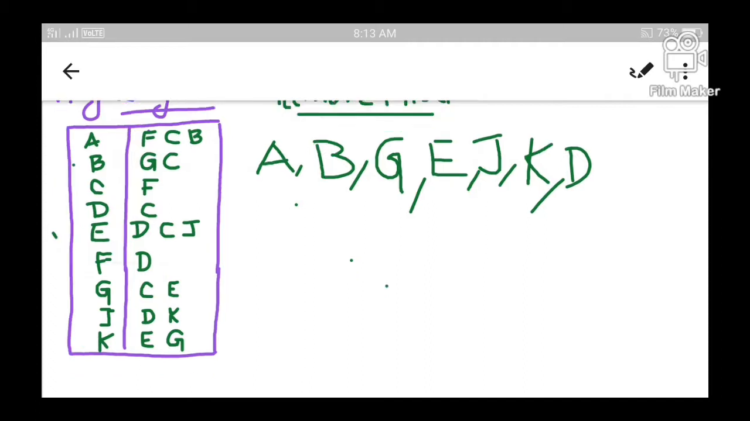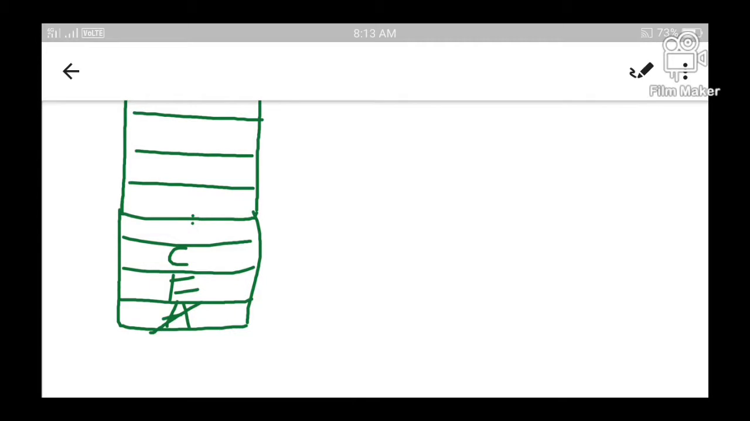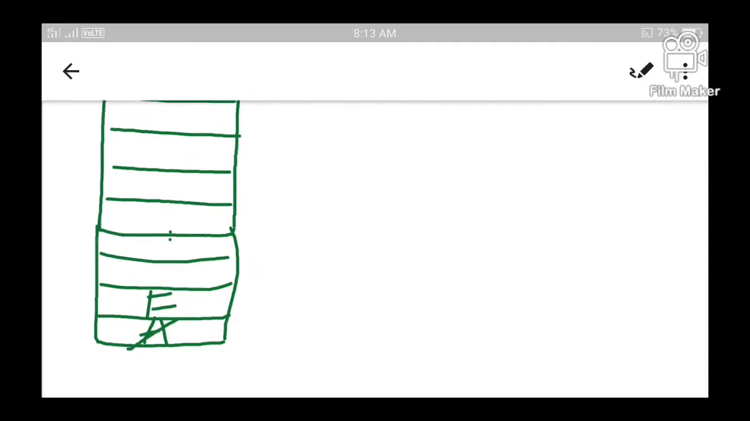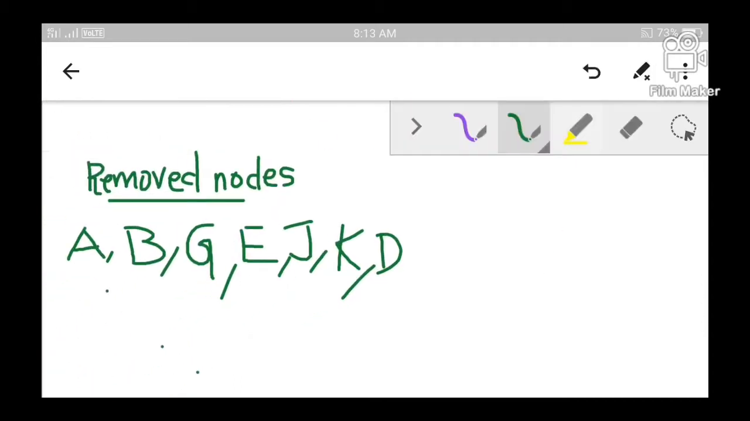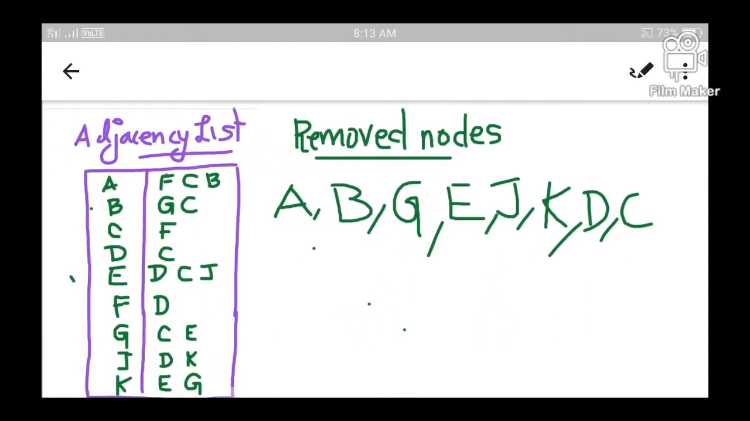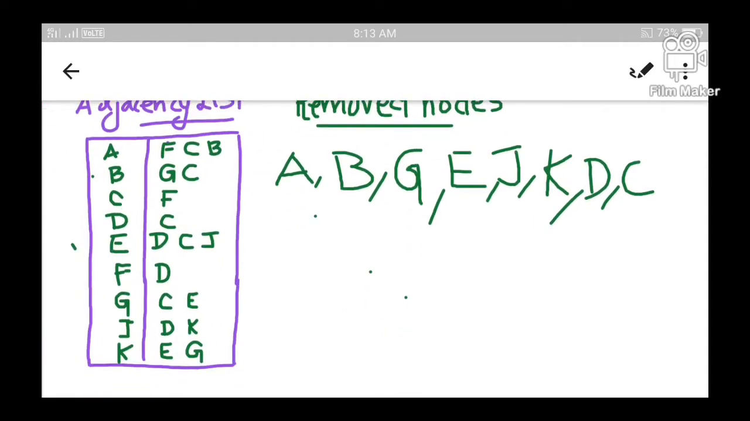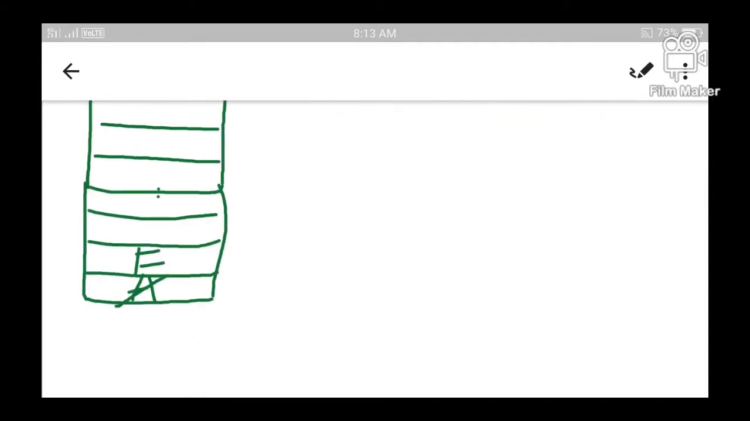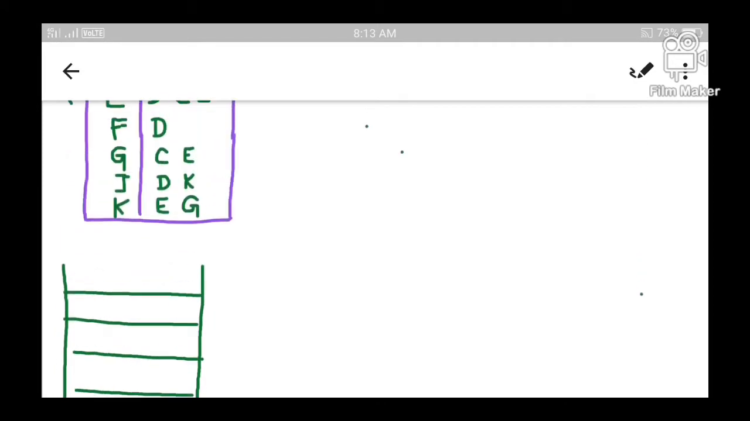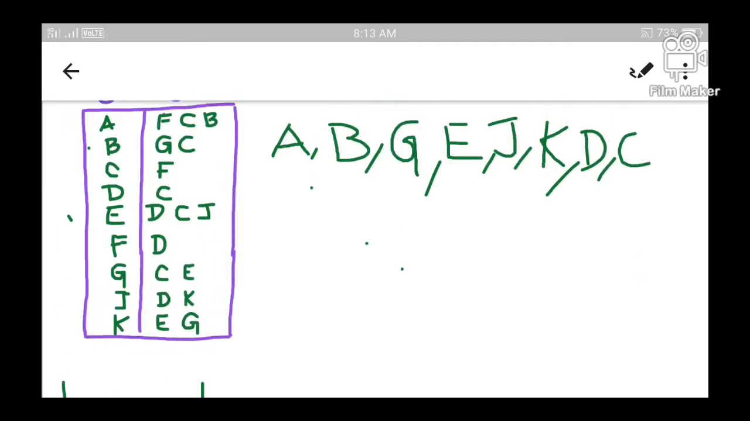Continuing the process, remove the topmost element from the stack. I am removing the topmost element from the stack and adding it to the list. Find the adjacent nodes of C. C is having adjacent node F. But F was already pushed onto the stack, so it need not be pushed again.